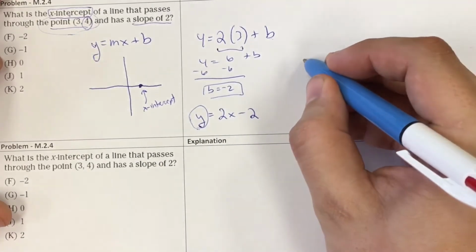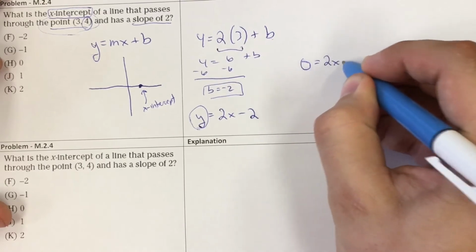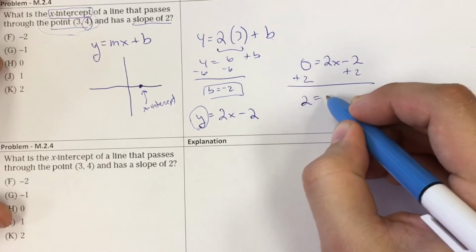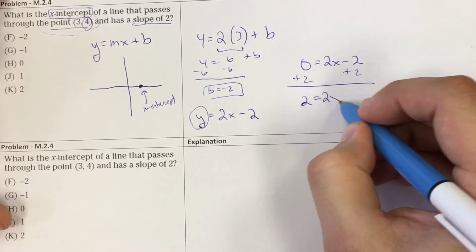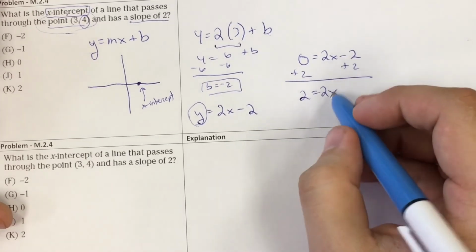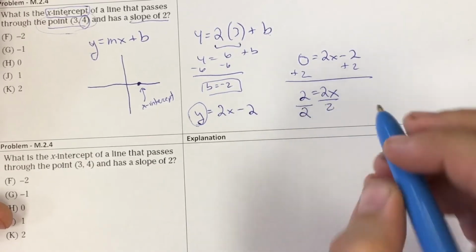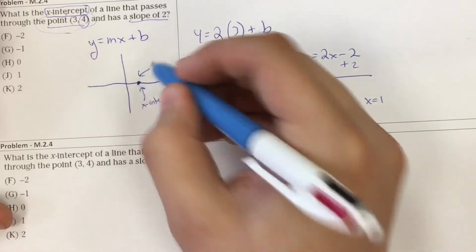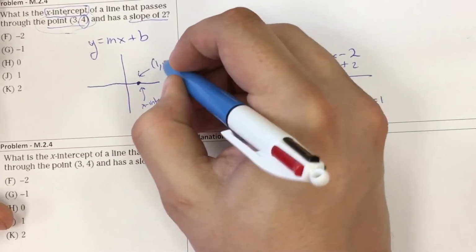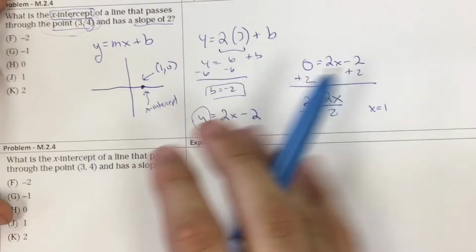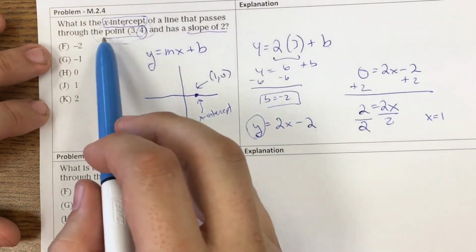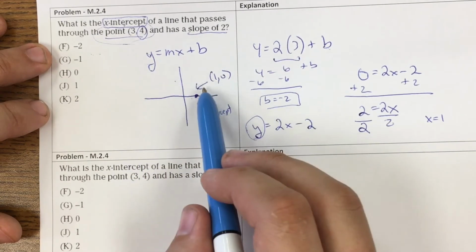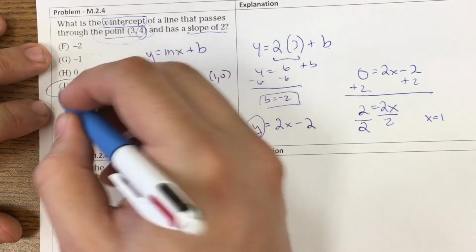So I'm going to set this equation up as 0 is equal to 2x minus 2, add 2 to both sides, and then I'm going to get 2 is equal to 2x. I'm going to divide both sides by 2, and I am going to get that x is equal to 1, which means that that point over there is the point (1, 0). And so let's go back and look at our answer choices for this question. It says, what is the x-intercept? The x-intercept, where that line is going to hit that graph, happens when x is equal to 1.